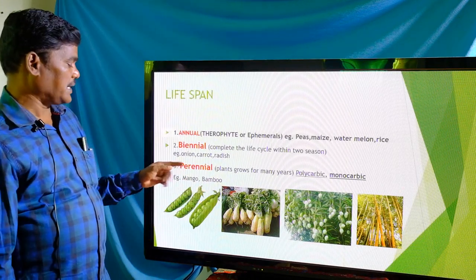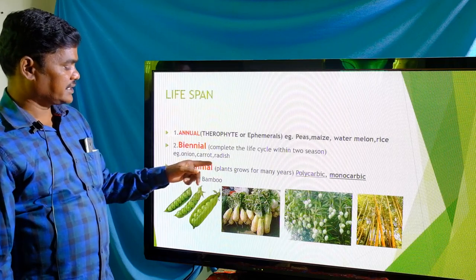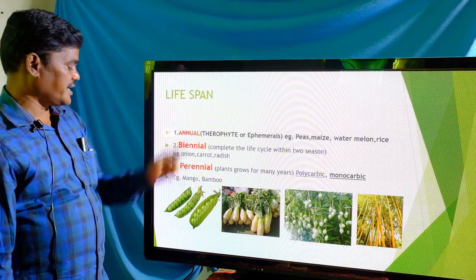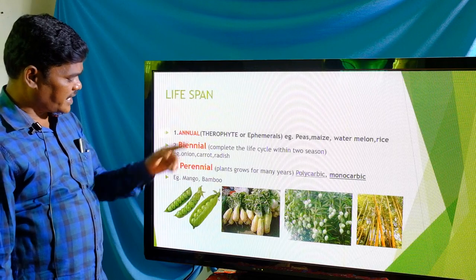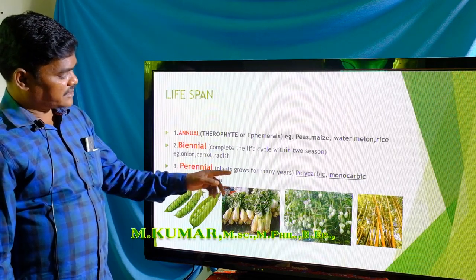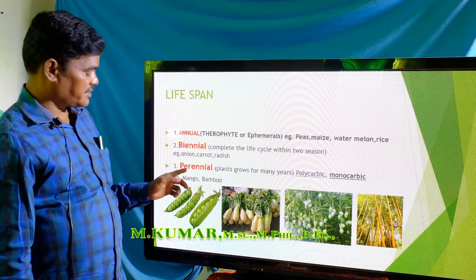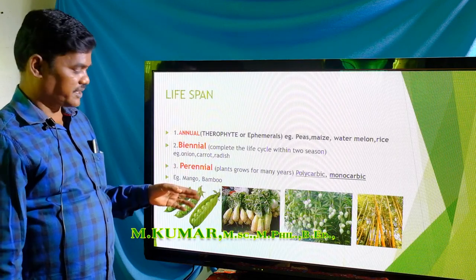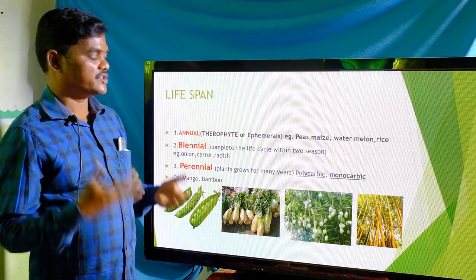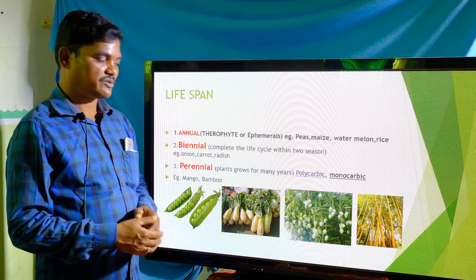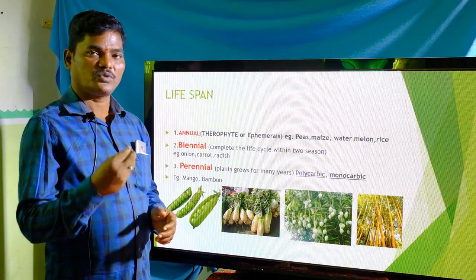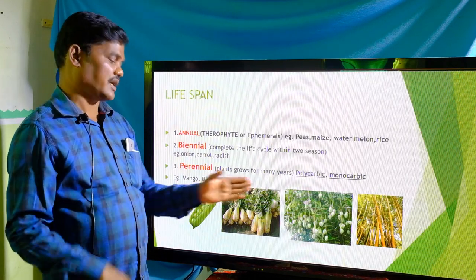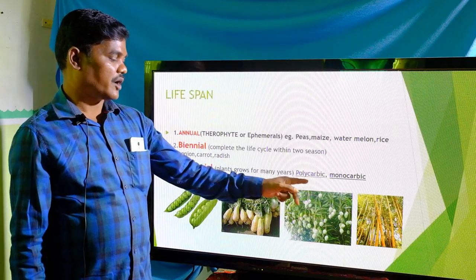So for example, onion, carrot, radish, these are all biennial plants. Perennial plants grow for many years. Keep it in your mind, perennial is a very important word. Perennial means it grows for many years, and every year it produces seeds and fruits, etc. That is polycarpic.